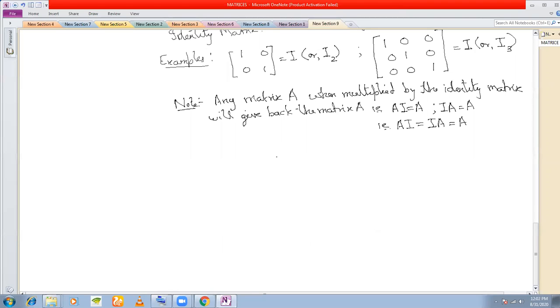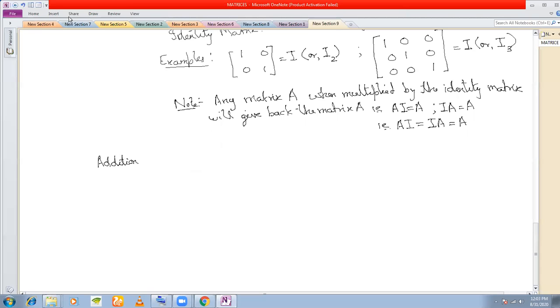Next, we come to algebraic operations on matrices. Addition and subtraction I will not do in detail because this is very simple. You can add two matrices if they are of the same order. And how do you add them? You add the corresponding elements, and the resulting matrix that you get will also be of the same order. So addition of matrices I'm skipping.